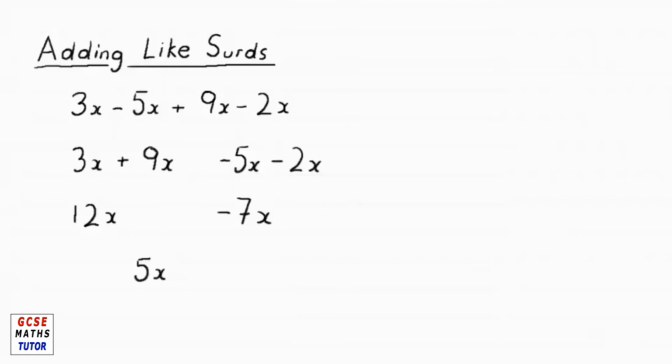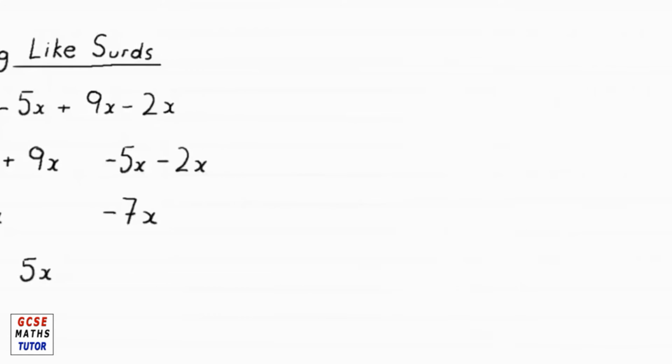Now adding like surds is no big thing. It is very similar. We just replace the x symbol with a square root term. Have a look at this surd example. Simplify 3 root 2 minus 5 root 2 plus 9 root 2 minus 3 root 2.